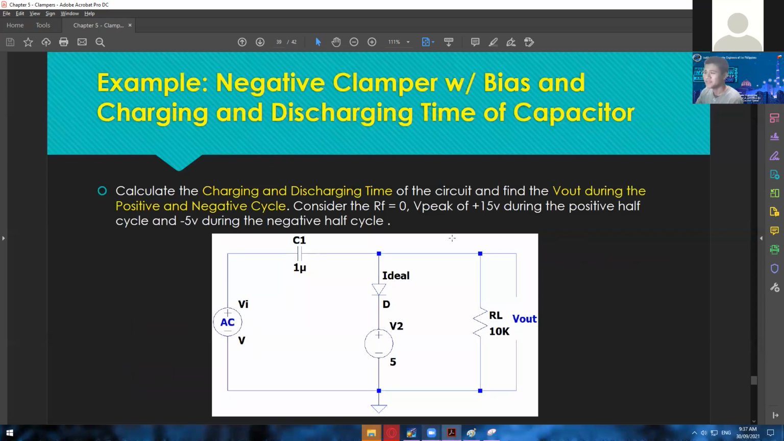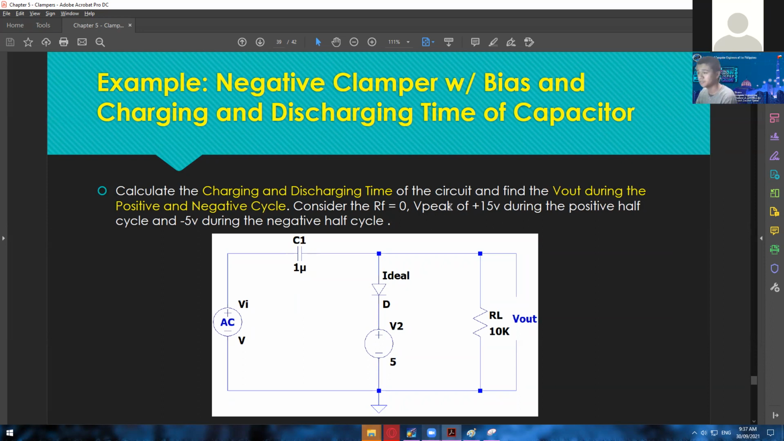All right, so let's have this example. Calculate the charging and discharging time of the circuit and find the V out during the positive and negative cycle. Consider the forward resistance, which is equal to 0, and the V peak of positive 15 volts during the positive half cycle and negative 5 volts during the negative half cycle.